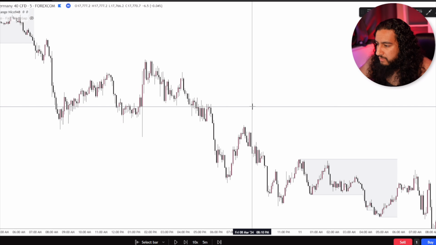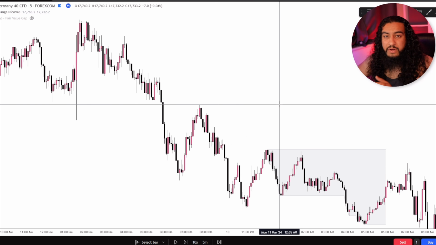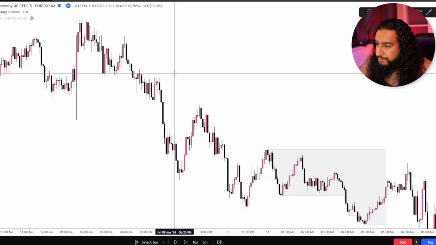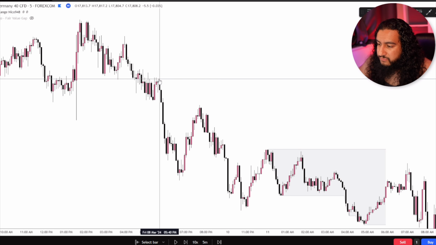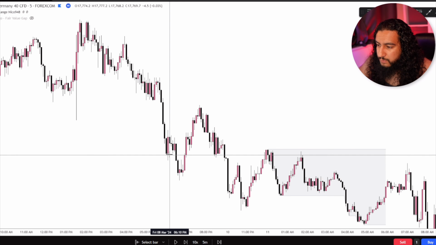Okay, right here. This is a key one as well. This is another way that price demonstrates itself. So we have this high and this low. Price moved down, we retraced up.